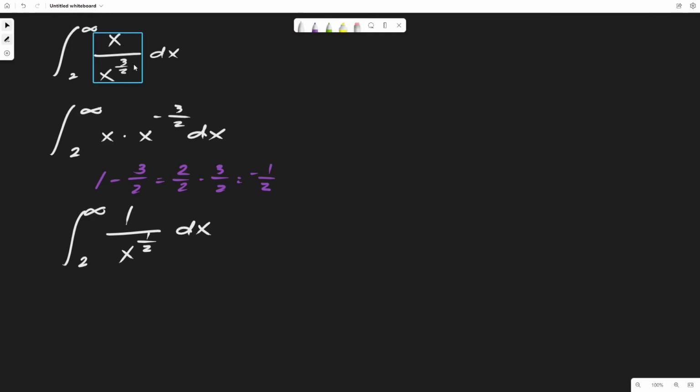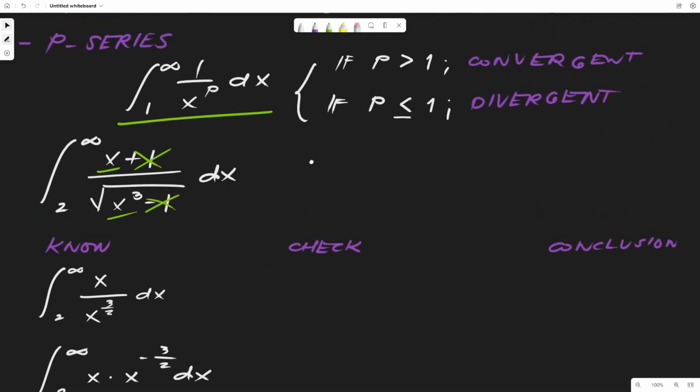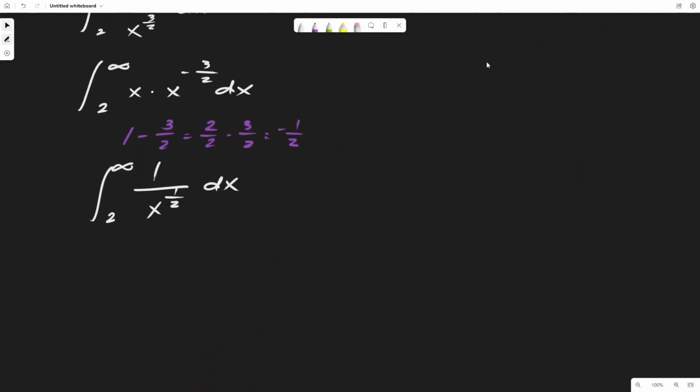So, going back to our p-series form, 1 over x to the p. What is our p there? We have 1 half. That is the exponent of our x. So, is 1 half greater than 1, or less than or equal to 1? Looking at it, 1 half is definitely less than or equal to 1. Therefore, it is divergent. So, this is practically divergent. Most likely, our original integral is also divergent.